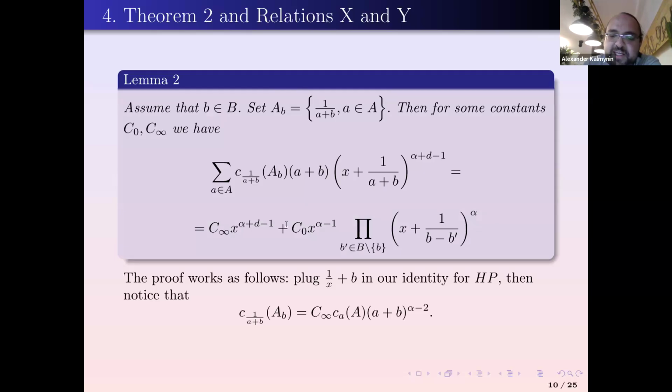And the proof is rather straightforward. You just take your factorization, plug in 1 over x plus b, and then you notice, so this is the hard part, you need to notice something. You notice that you have the following formula. This is from the explicit formula for the coefficients.